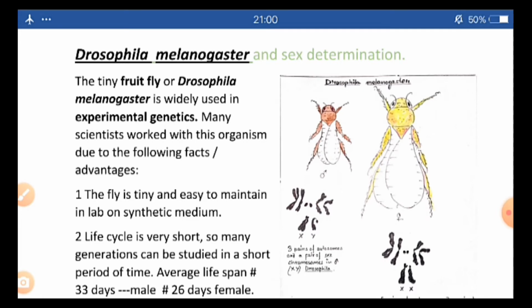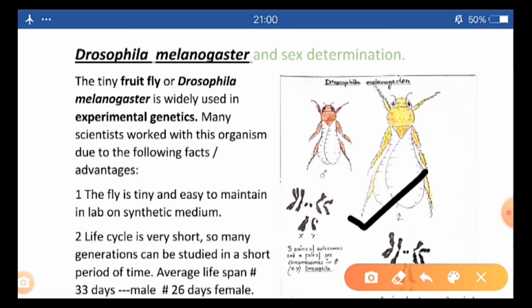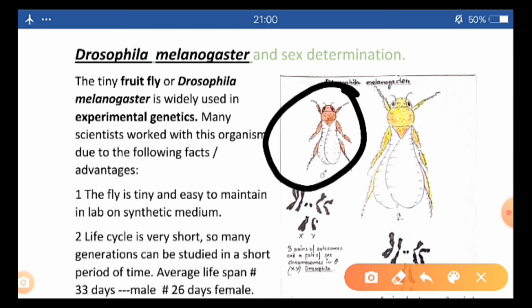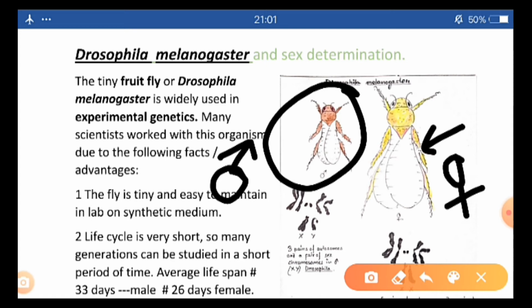Dear students, look at the screen. These are Drosophila melanogaster. Here two diagrams are observed. The smaller one is male Drosophila, and the bigger one is the female Drosophila.